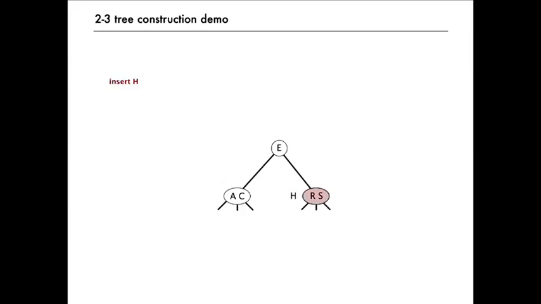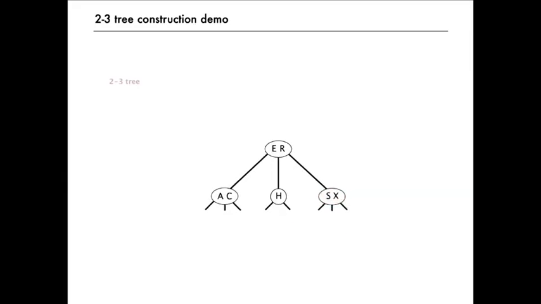Now we insert H, that goes to the right of E, that 3 node gets converted into a 4 node. That's a temporary 4 node, we split and move R to the parent. Now that parent's a legal 3 node and there's nothing more to be done. We have a legal 2-3 tree. Insert X, it's bigger than R, goes to the right. There's a 2 node, there's room for the X. Insert P. That goes between E and R, the 2-node containing H. Right link is null, so we convert that 2-node into a 3-node. And now we have a legal 2-3 tree.